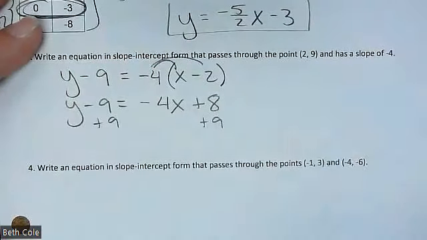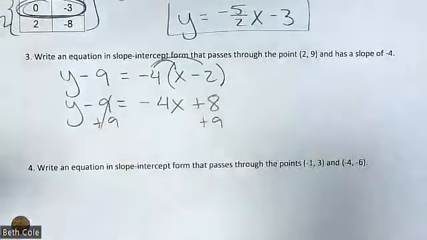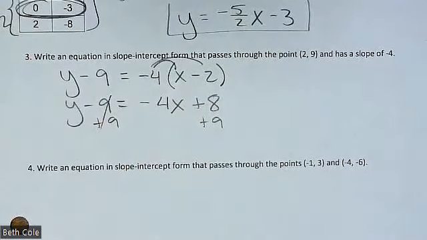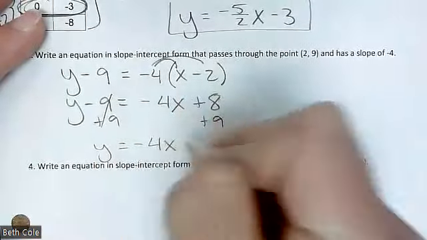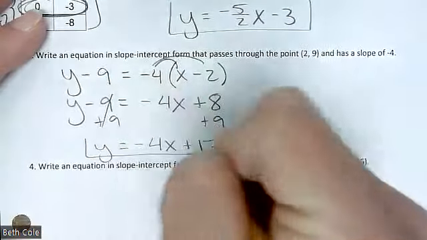Good. And do you see how I lined it up? A lot of math is about staying organized. It's not really about being smart. It's about not writing stuff all over the place. All right. So y equals negative 4x plus 17. Beautiful.